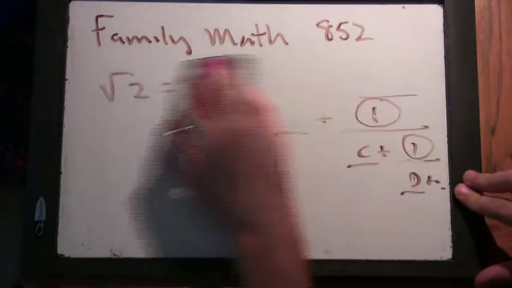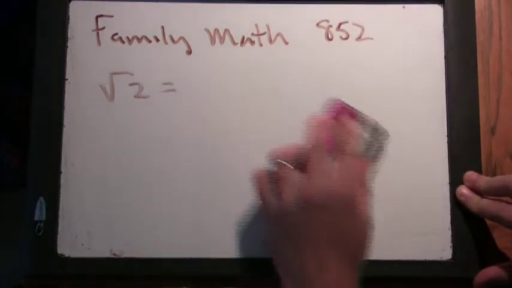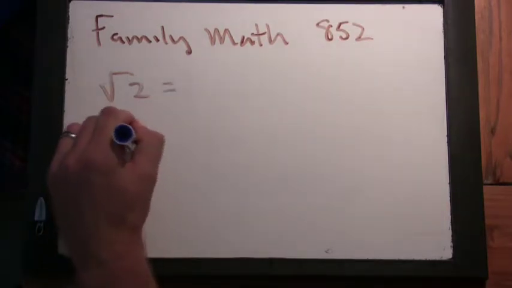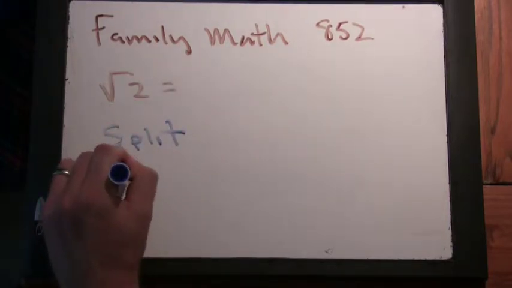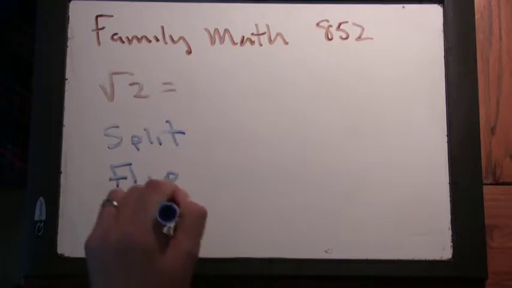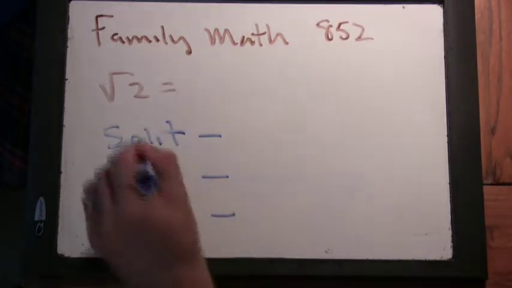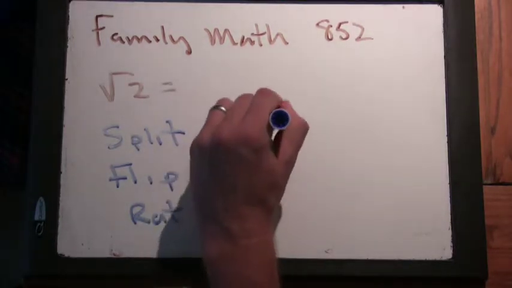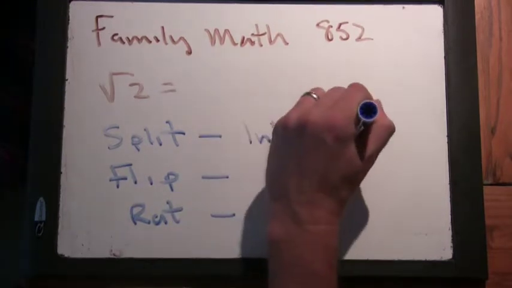So what is the method for finding the continued fraction of something that my high school math teacher named? Split, flip, and rat. So what does split mean? So you have to split it up into integer and non-integer. Right, so integer plus non-integer.